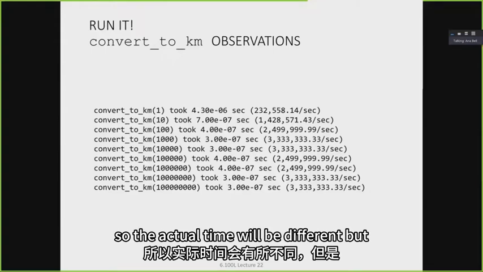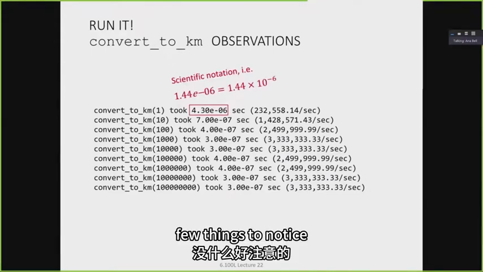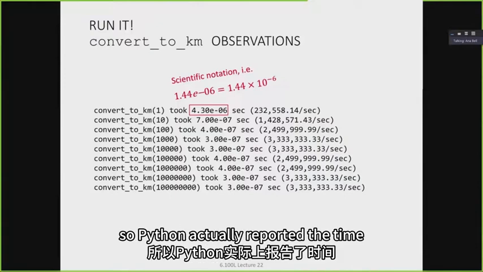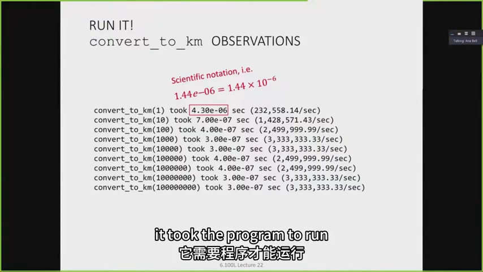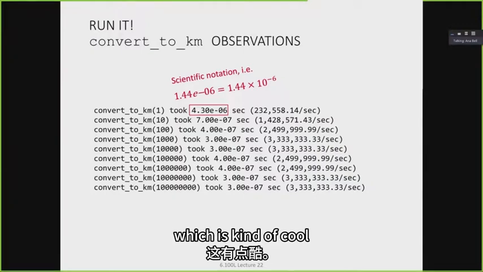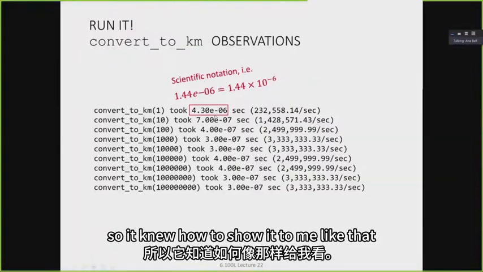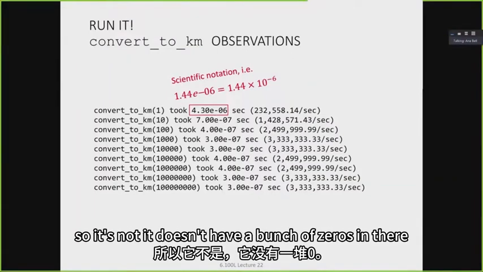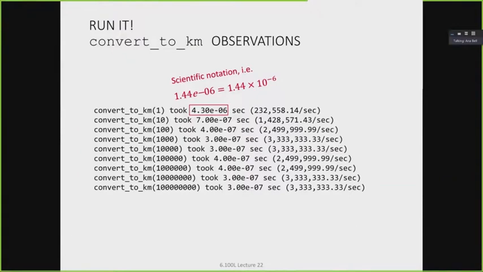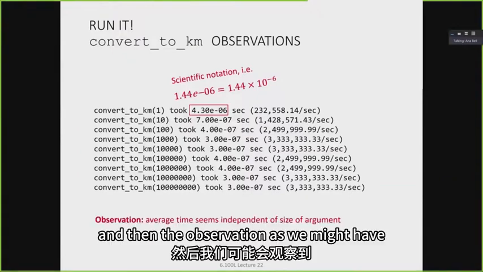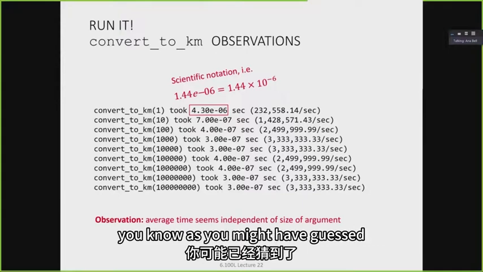So the actual time will be different, but a few things to notice. Python actually reported the time it took the program to run in scientific notation, which is kind of cool. So this is 4.3 times 10 to the negative 6, so it knew how to show it to me like that, so it doesn't have a bunch of zeros in there.